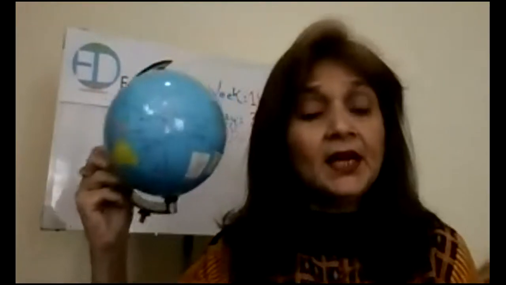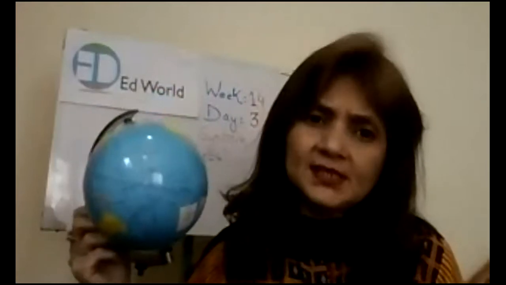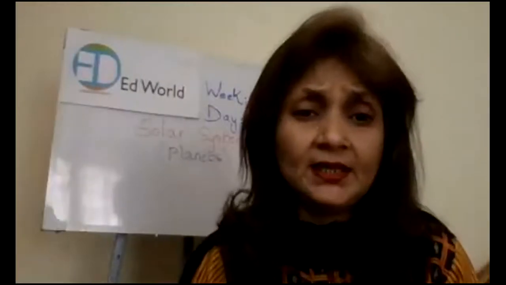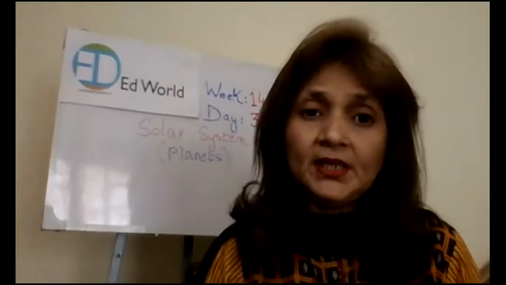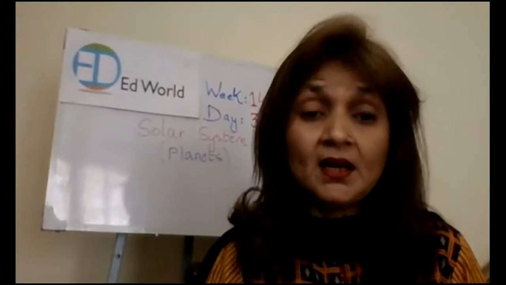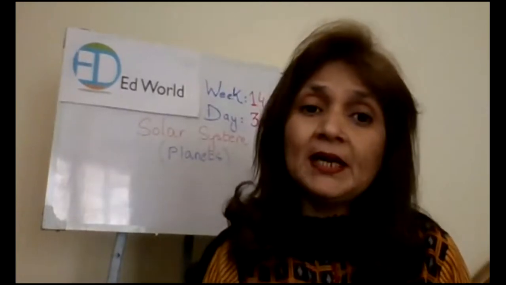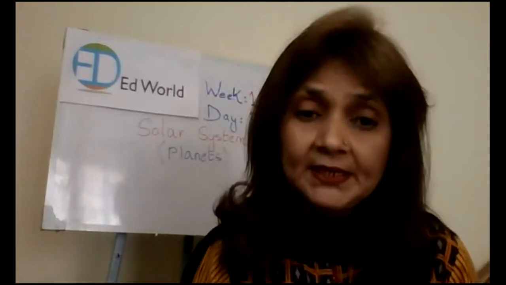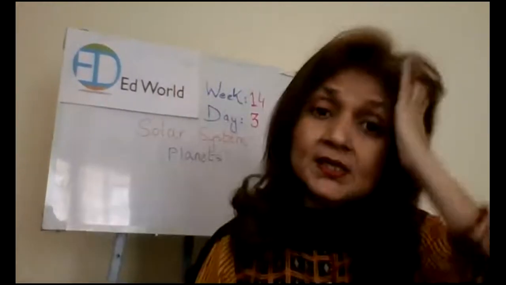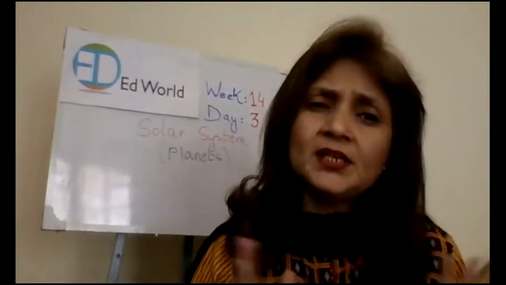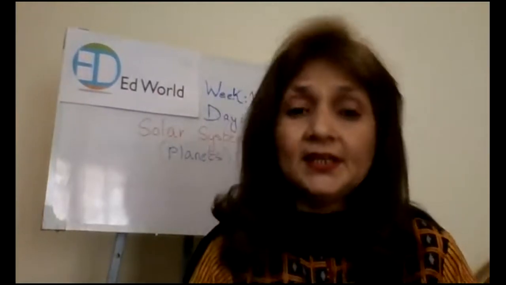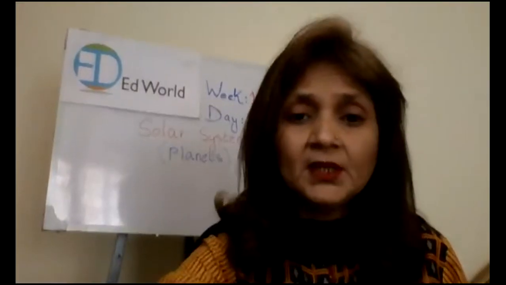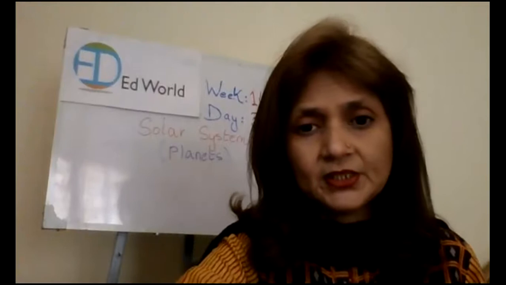But the balls are of different sizes. Some may be small, some may be big, some may be very tiny. And how many balls are there? Like how many planets are there? Can anybody tell me? There are 9 planets in space, right? And those are different planets. We are going to learn their names today. Now, what are the 9 planets? Let's see.